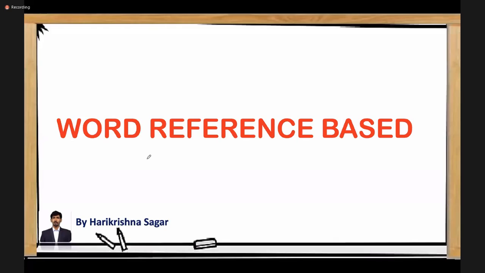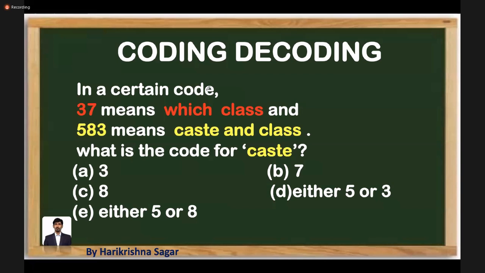Sometimes you can also see word reference questions. Word reference questions means the question will be given like this: in a certain code, 37 means which class? 583 is caste and class. What is the code for caste is the question.